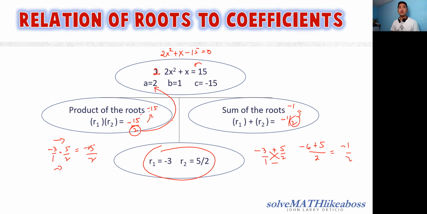So, from this example, we can therefore conclude that the formula for finding the product is C over A. So, just the value of C divided by the value of A. And sum is, since opposite sign ng B, so magiging negative B over A. Yun yung relation ng sum and product to the coefficients.